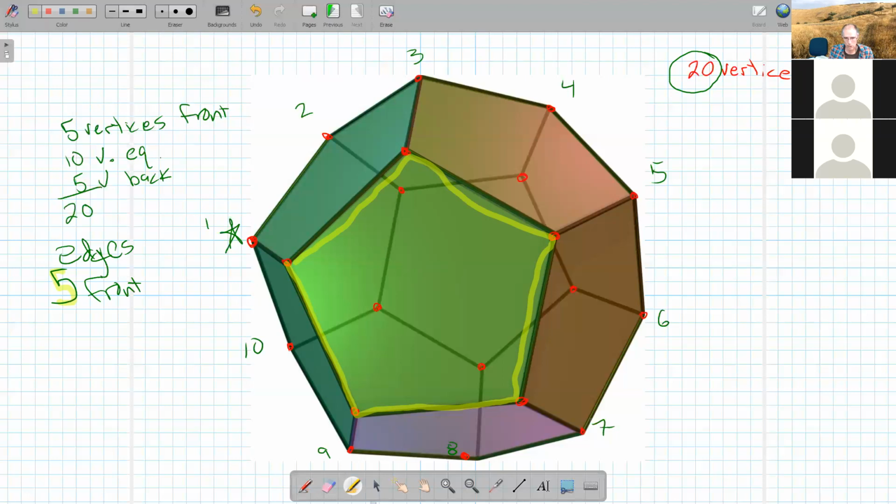mute me, sorry, can you hear me? There we go. There's going to be one, oops, what happened to my highlighter? There we go. 1, 2, 3, 4, 5 coming off the front.